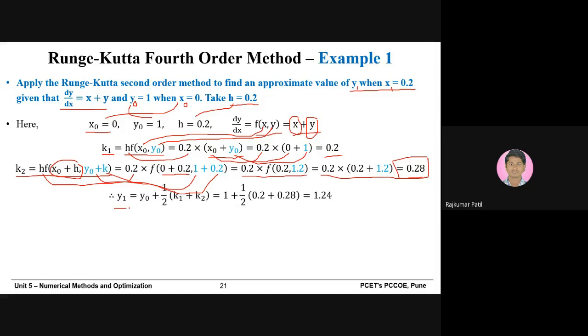Then y1 is equal to y0 plus 1 half of k1 plus k2. So k1 is 0.2, k2 is 0.28, y0 is 1. Put all the values in this equation, you will get y1 as 1.24. So when x is equal to 0.2, you will get y as 1.24. So this is how we solve the problem by using Runge-Kutta second order method. This is not the fourth order method, this is the second order method.